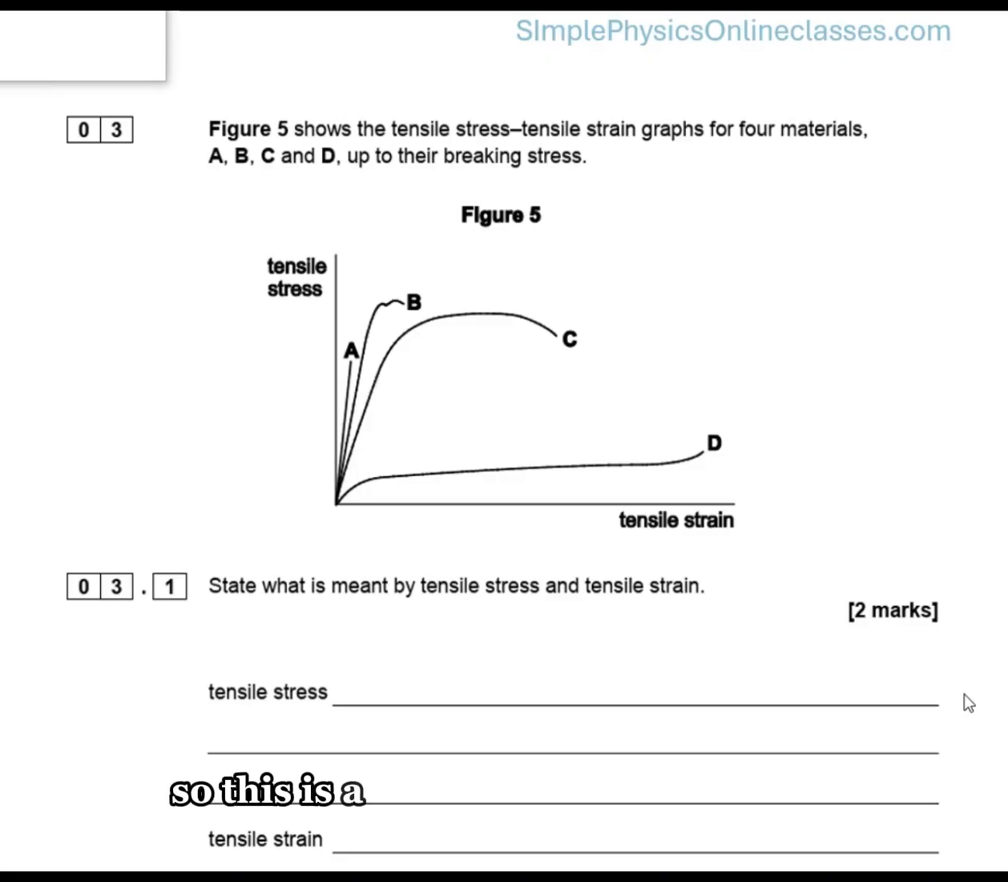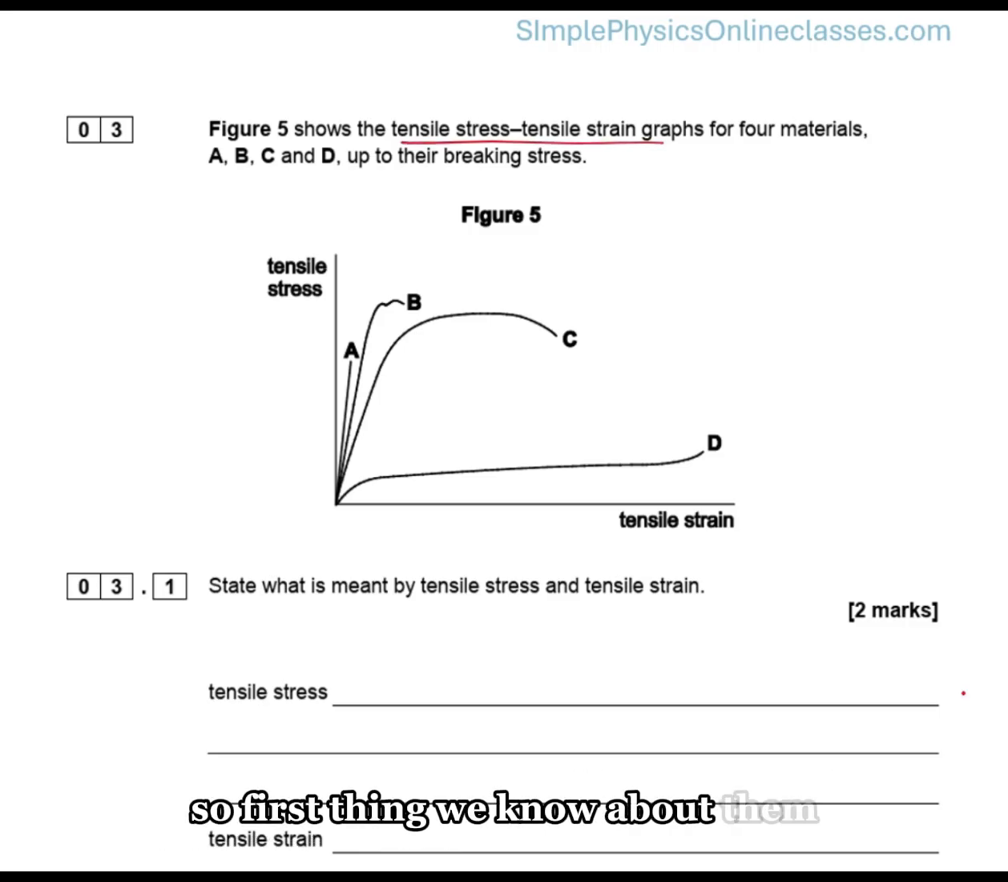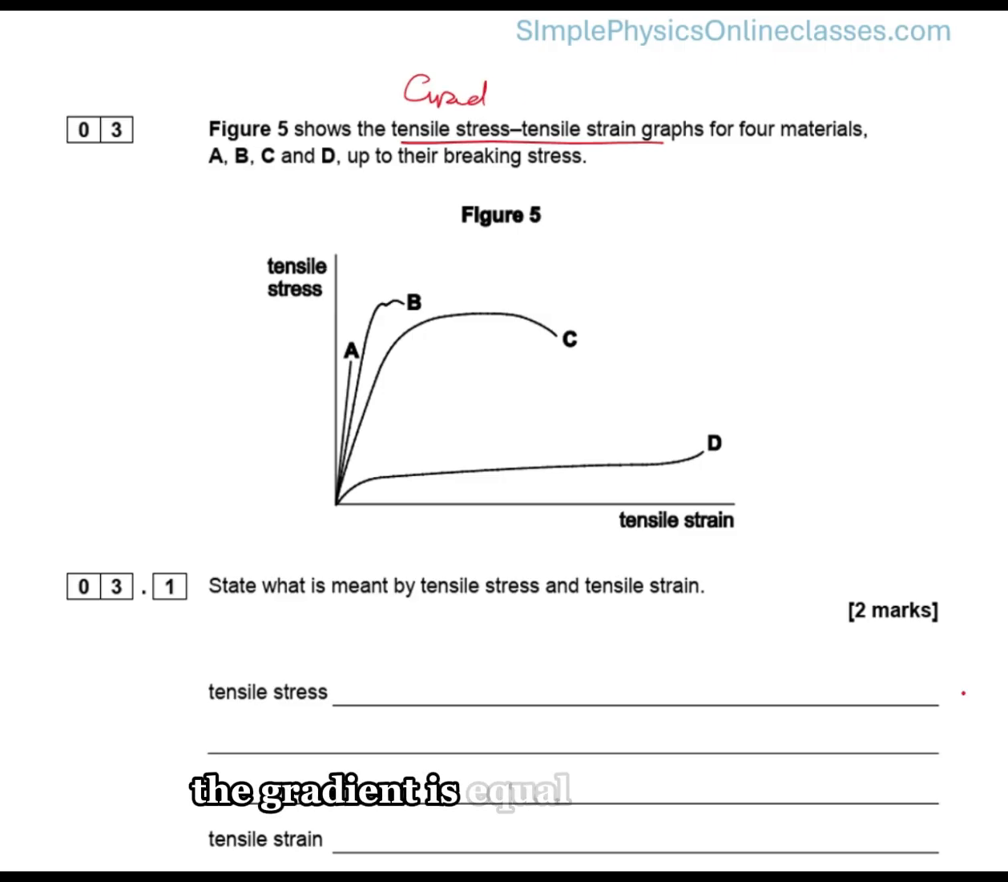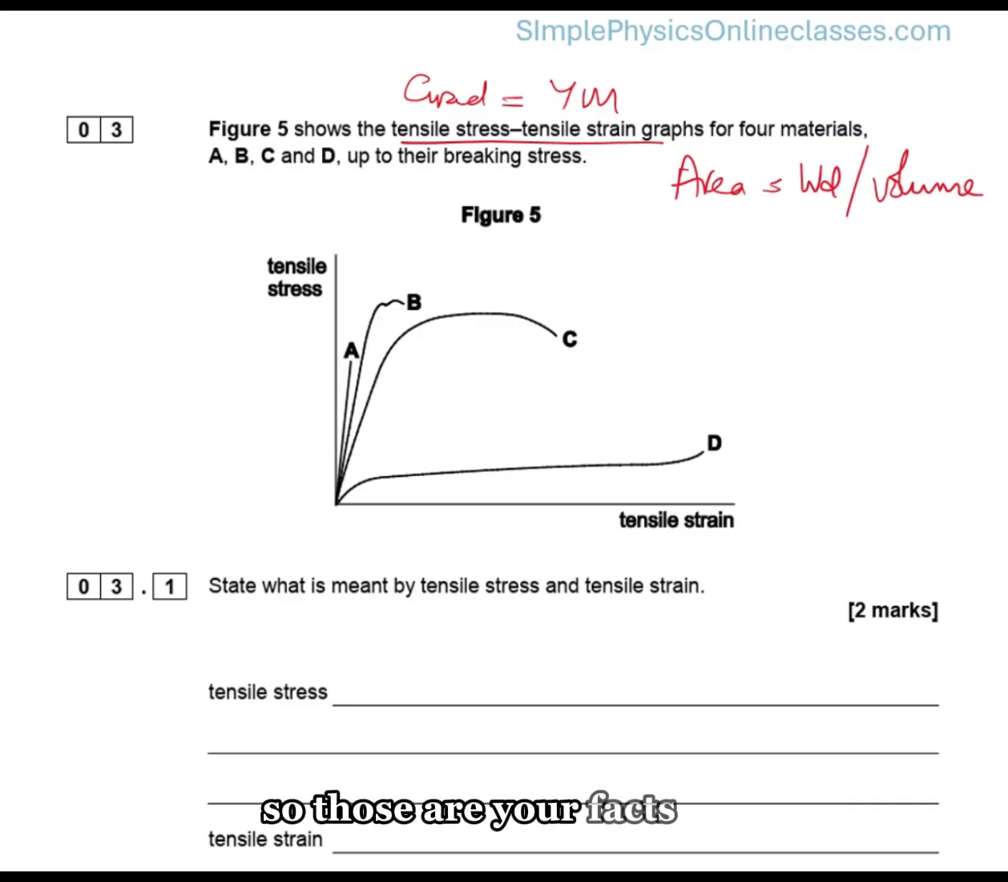So this is a Young Modulus question from 2016, paper 1. Figure 5 shows tensile stress-strain graphs. The first thing we know about them is that the gradient is equal to the Young Modulus, and the area is equal to the work done per unit volume. So those are your facts.